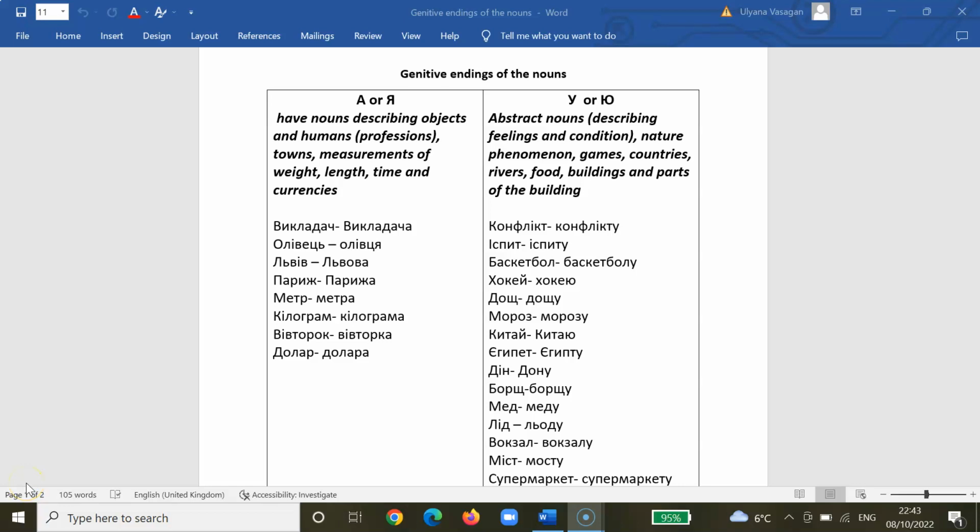Welcome back. Today we're going to look at the difference between the genitive endings -а/-я and -у/-ю of nouns. Quite a tricky topic, also for Ukrainian people, not only for foreigners. So let's have a look at which endings nouns will have in the genitive. Is it -а/-я or is it -у/-ю?